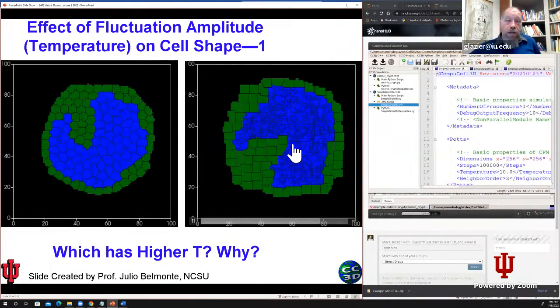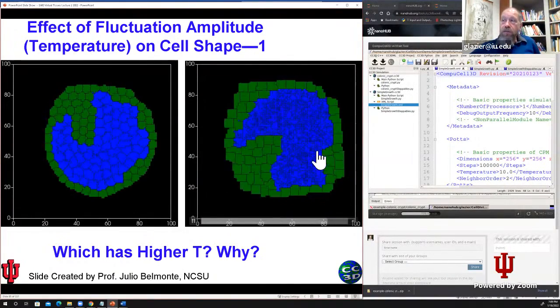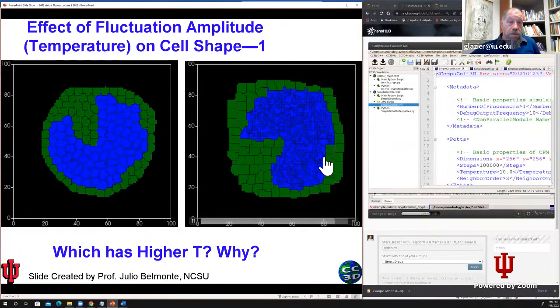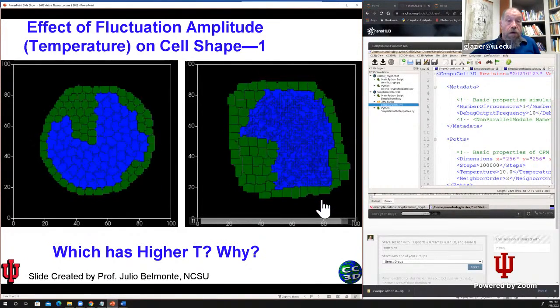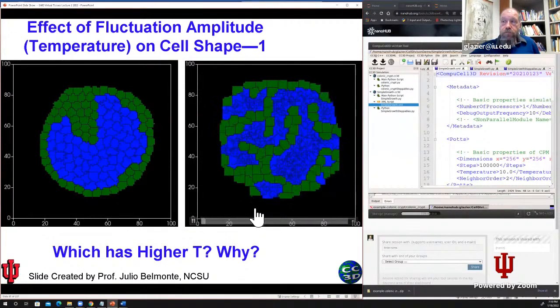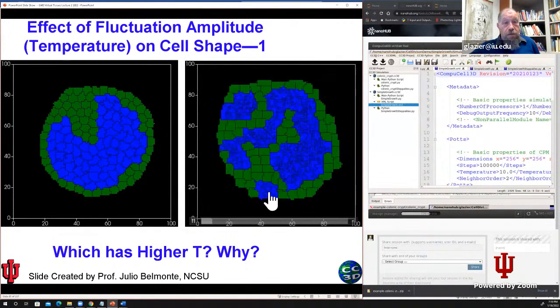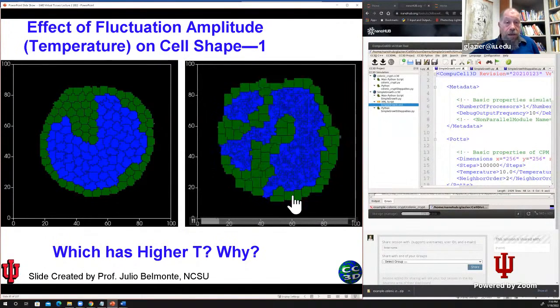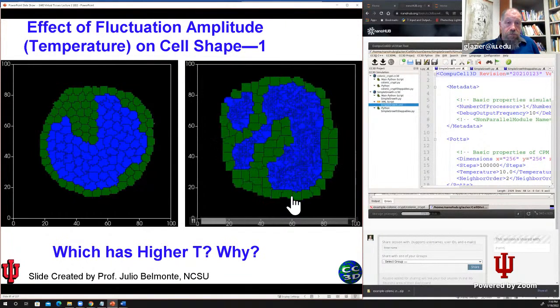If I look on the right, the blue cells, the boundaries are completely distorted. The cells are falling apart. That means that the fluctuation amplitude is large compared to the energies of the cells. The green cells, on the other hand, are getting to be very square. They're lining up on the cell lattice, and they're not moving very much. That means that the energies of the green cells are high compared to the fluctuation amplitude.